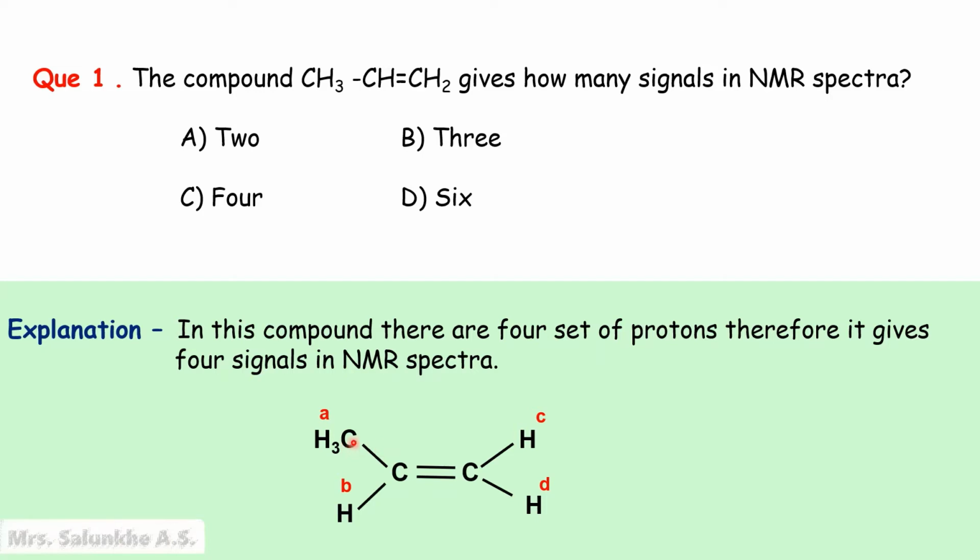This is the methyl group proton, this is the CH proton, and the CH2 group protons are not equivalent as there is restricted rotation due to the double bond, and therefore those C and D protons are different sets of protons. As there are 4 sets of protons, it gives 4 signals in the NMR spectra. Therefore, the correct answer for this question is 4.